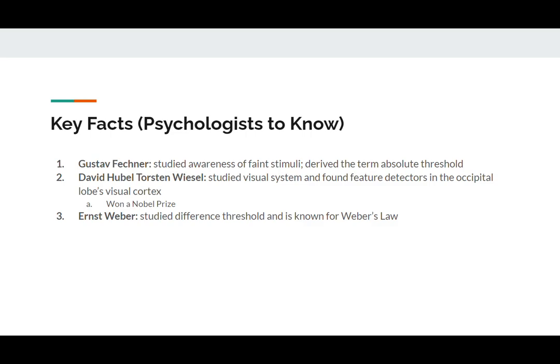And then we have David Hubel and Torsten Wiesel, who studied the visual system and found feature detectors in the occipital lobe's visual cortex. They won a Nobel Prize together for the discovery of these cells. And finally, we have Ernst Weber, who studied our difference threshold, which will also be mentioned in our visual system part, and is known for Weber's law.